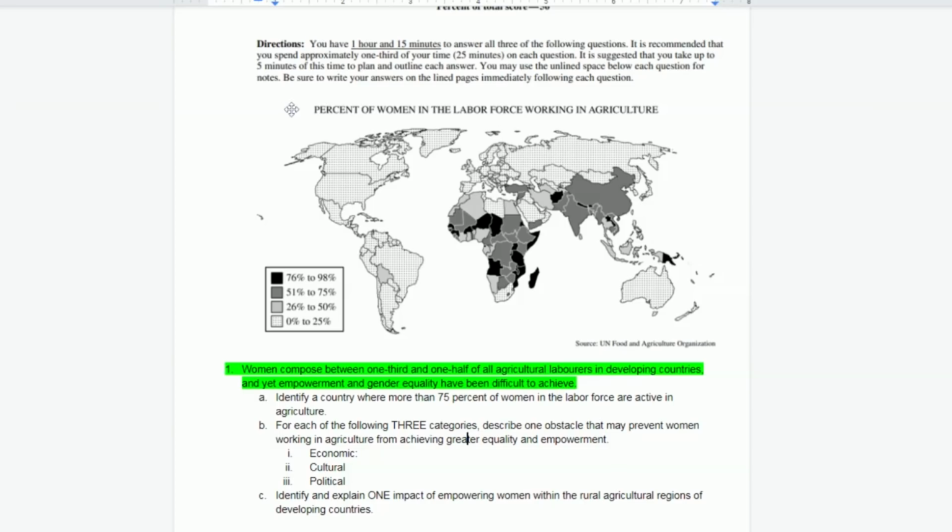Right away, too, you can see the map is showing, and now we're going up to the map, and this is going to be important: percentage of women in the labor force working in agriculture. So you want to check the title of the map right away. This will allow you to see what data is being shown. Then we go to our legend, so we understand exactly what is happening. What do these colors here mean? What's all this fancy stuff going on? And now we're getting ready to actually answer it.